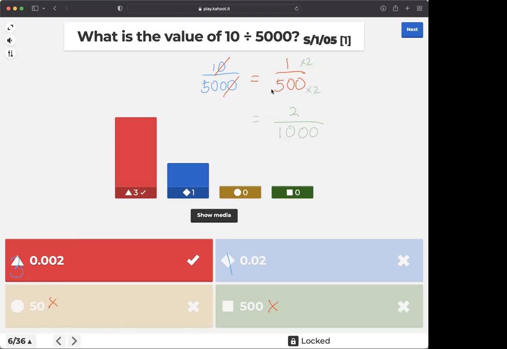2/1000 is the same as 2 times 1/1000. So what is 1/1000? This is 1/10. This will be 1/100. So 1/1000 will be 0.001. So therefore, my answer will be 0.002. Is that clear? Okay, so the student that got it wrong, are you clear now?